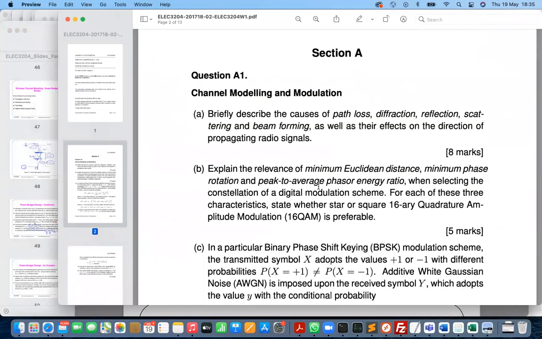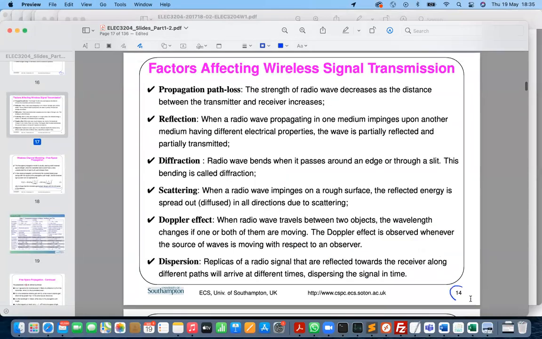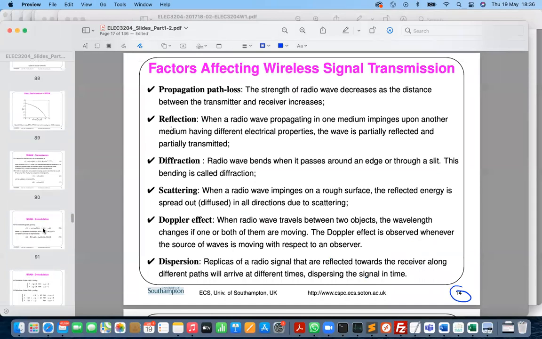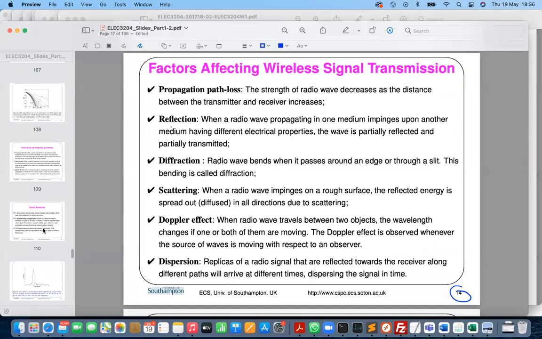So first of all, describe causes of path loss: diffraction, reflection, scattering, and beamforming, as well as their effect on the direction of propagation of radio signals. So they are basically from slides page 14 here. Okay, propagation, reflection, diffraction, scattering, dispersion, and I also asked for the beamforming, which is on page 106.